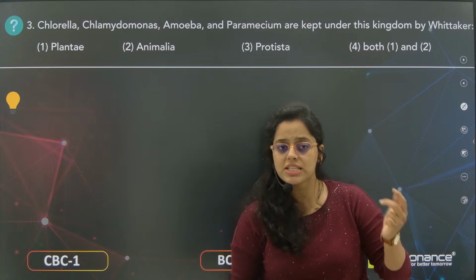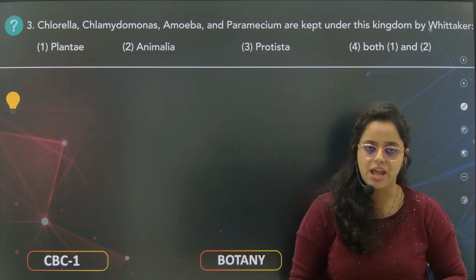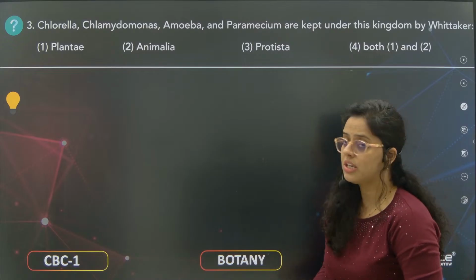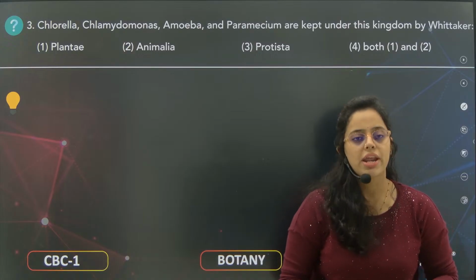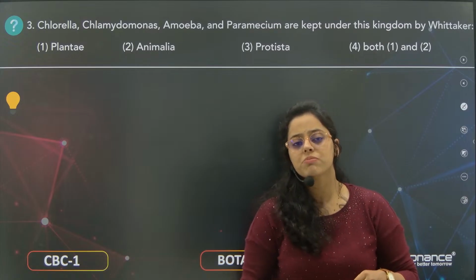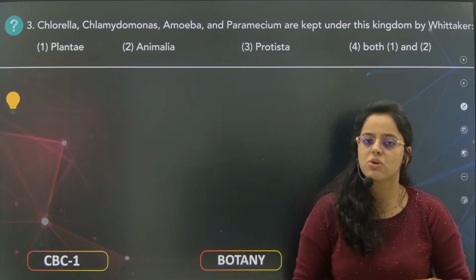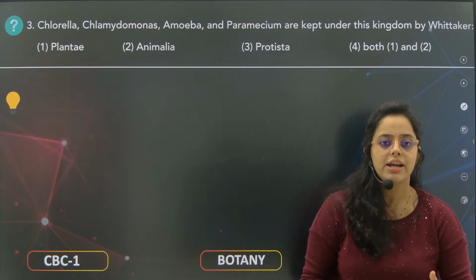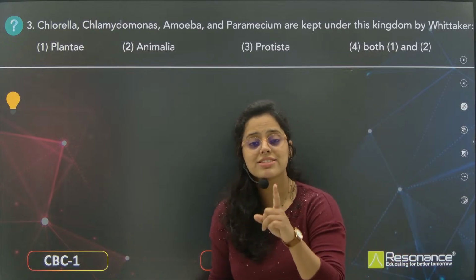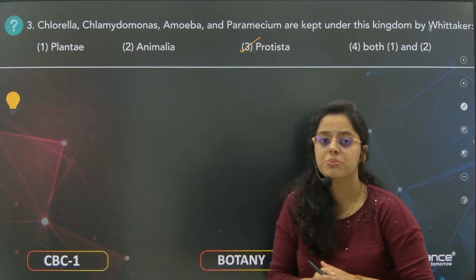Coming to Protista, Protista has eukaryotic cellular nature and they are unicellular organisms, right? So here Chlorella is a unicellular organism, Chlamydomonas is a eukaryotic organism with unicellular constitution. Amoeba is also, and paramecium is also unicellular and eukaryotic. So all these are unicellular and eukaryotic, which means they are placed under Protista. So our answer over here is going to be Protista.